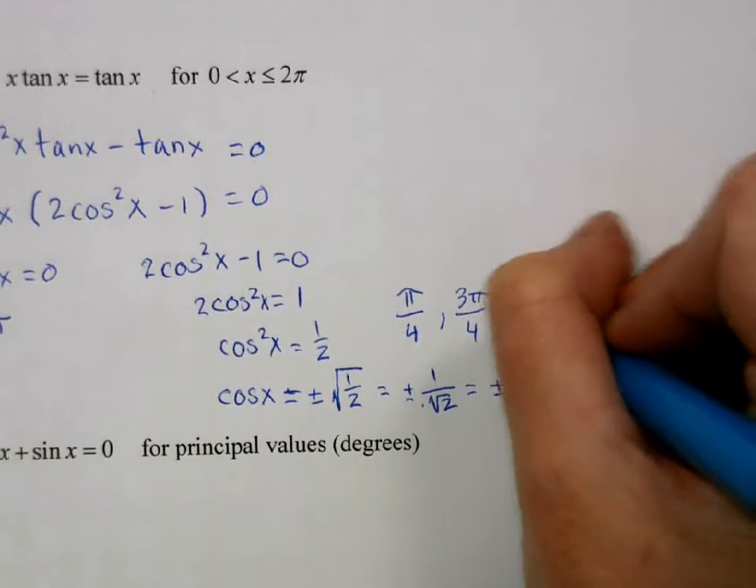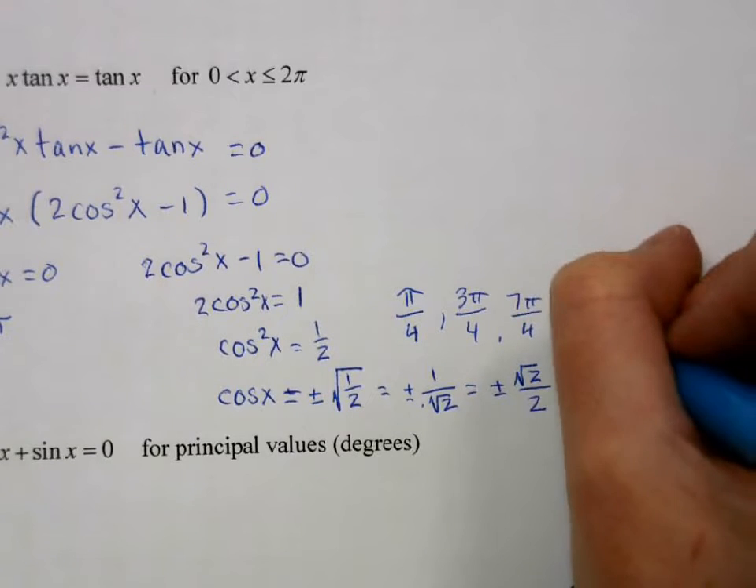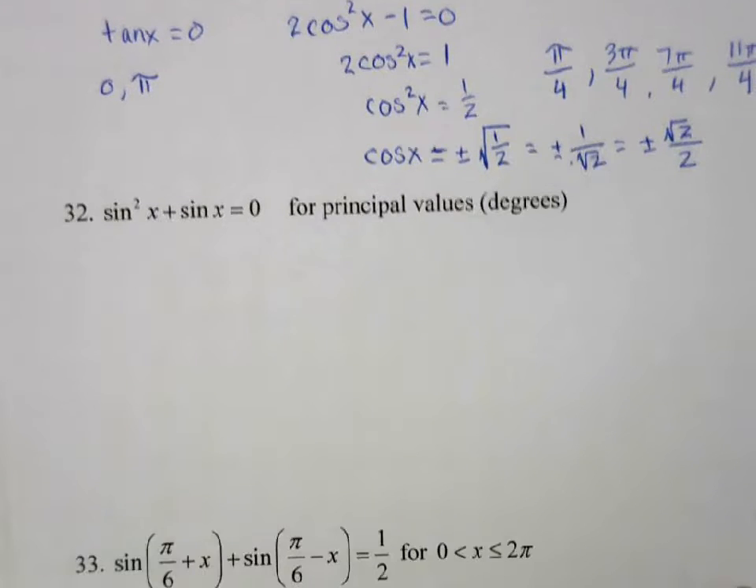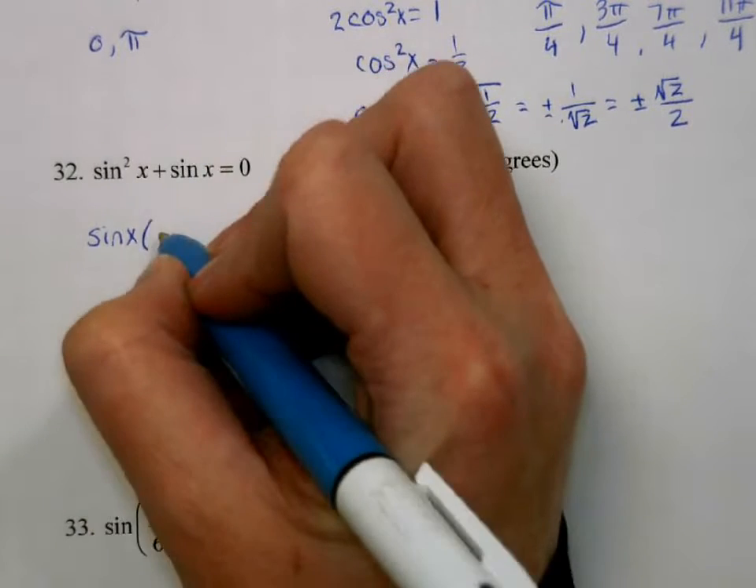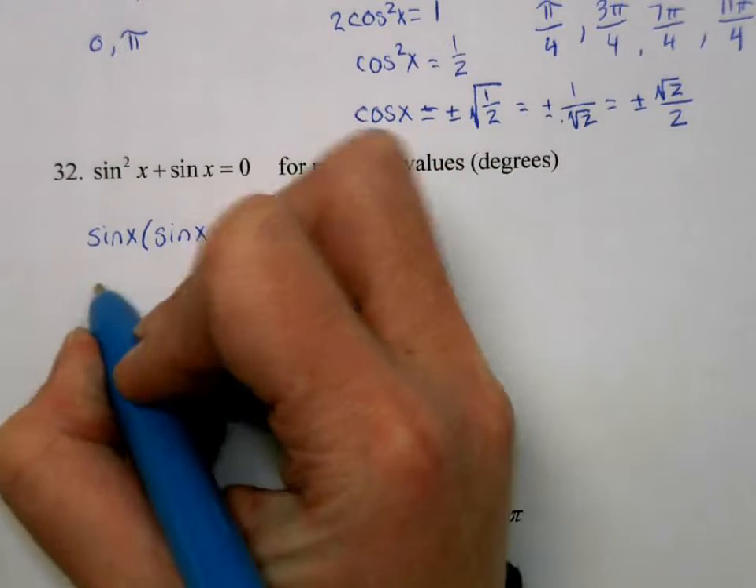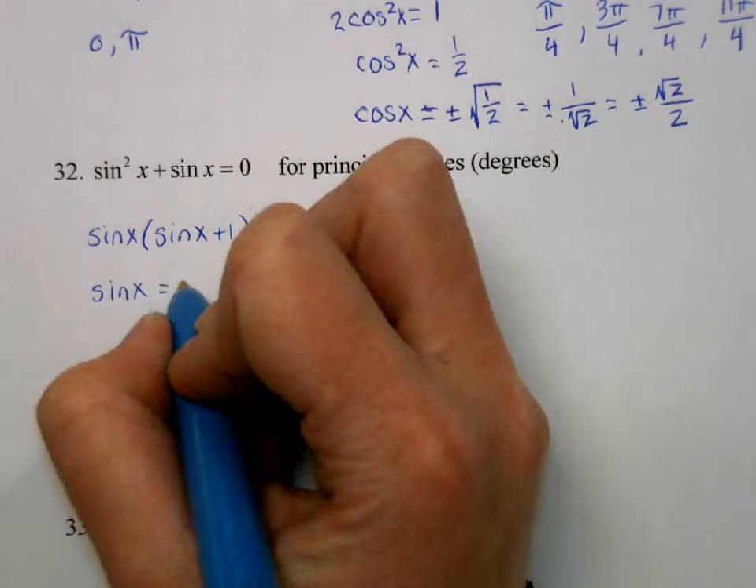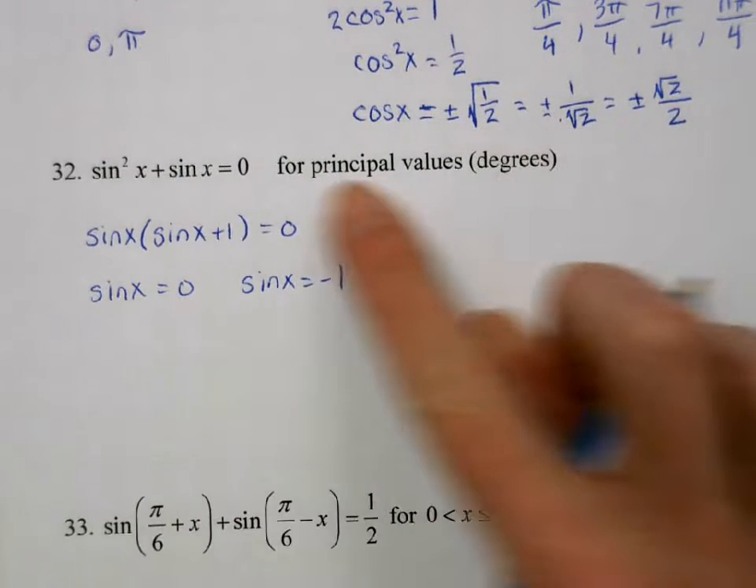Here we will factor, so I'll factor out a sine. That leaves me with a sine of x plus 1. So either sine of x equals 0 or sine of x equals -1. Principal values, this will be 0. This will be negative, in degrees, -90.